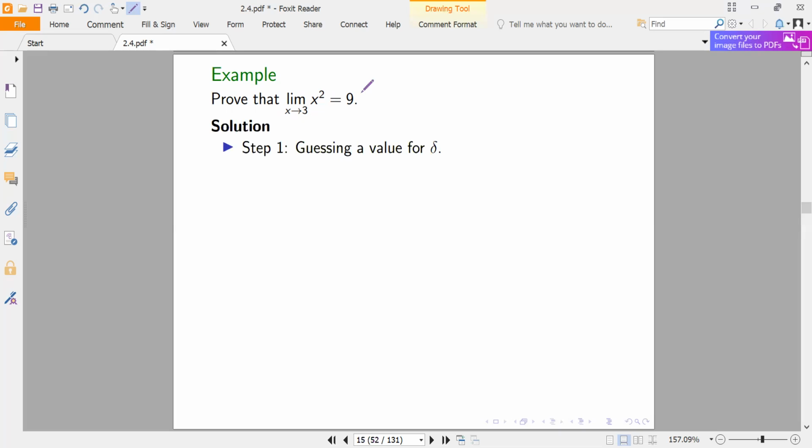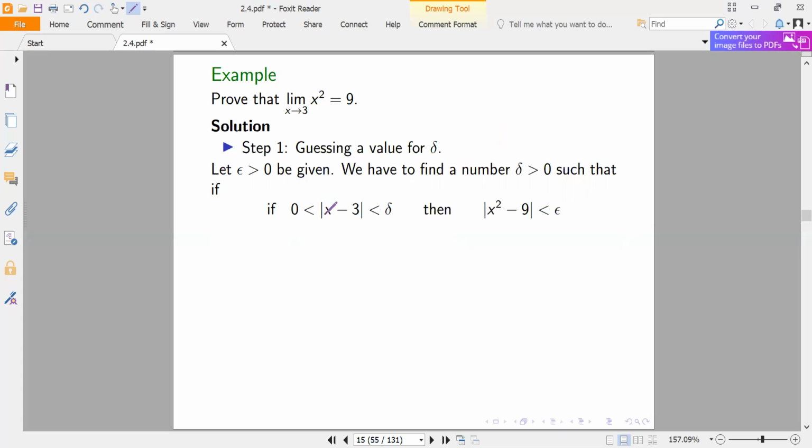Remember, the first step is to choose delta that is dependent on epsilon. But for us to be able to guess, we go to the end, then come back. So let's look at exactly what we are saying. Whatever epsilon we are given, we need to find some number delta greater than 0, such that if the absolute value of x minus 3 is less than delta, then the absolute value of x squared minus 9, its limit, will also be less than epsilon. This is where we want to reach. This is our goal.